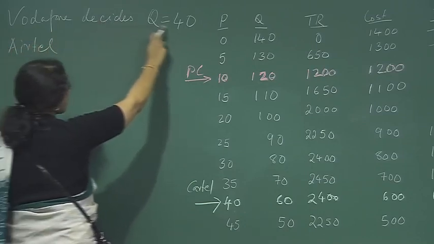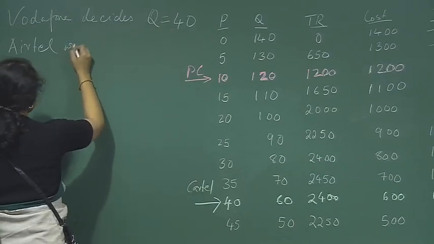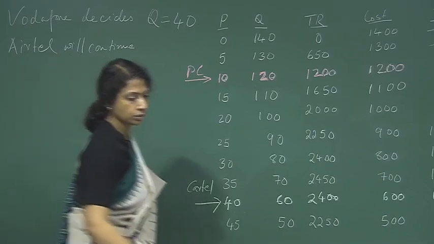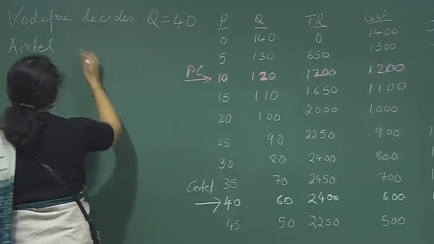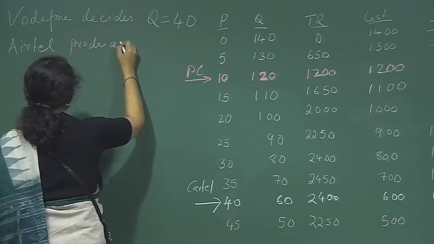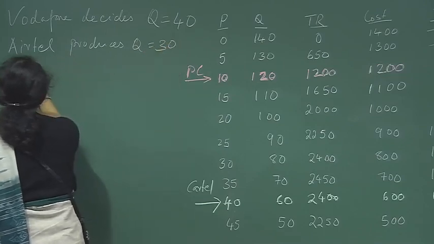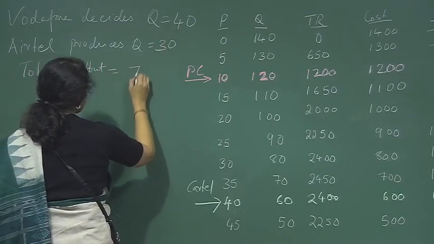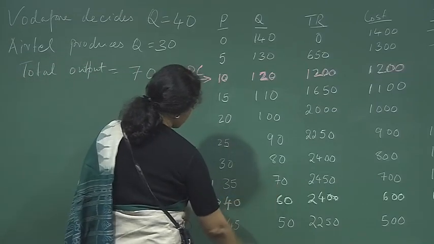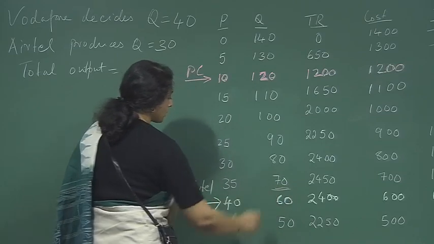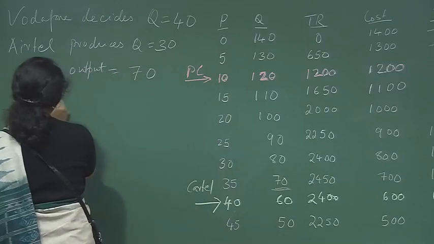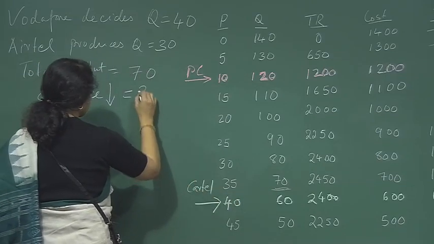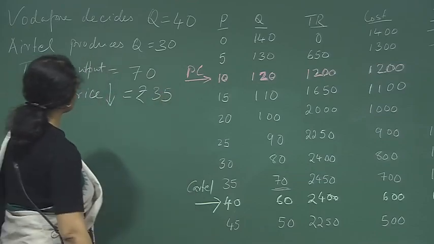Vodafone thinks that if it increases its output to 40 units, Airtel will continue to produce Q is equal to 30. So total output in the market is equal to 70 units now, and price immediately falls to 35 rupees. So price immediately falls to 35 rupees.